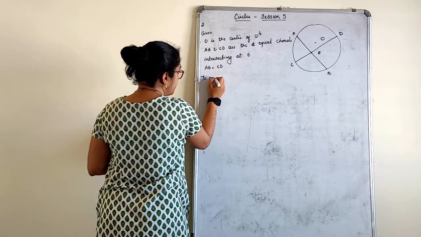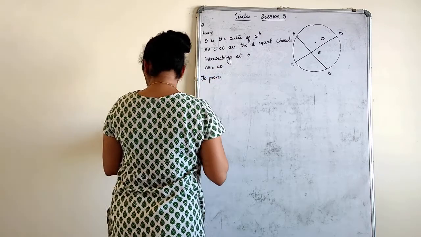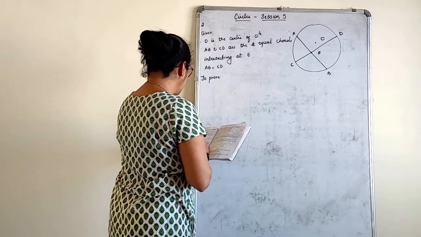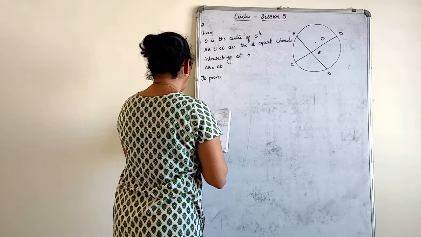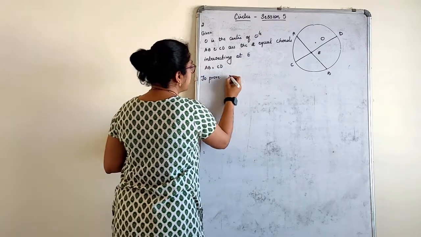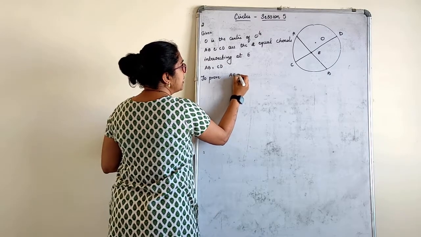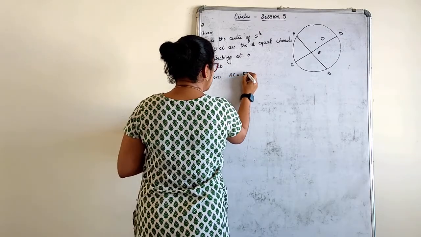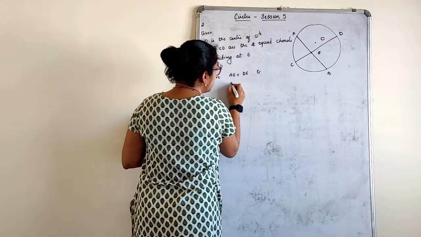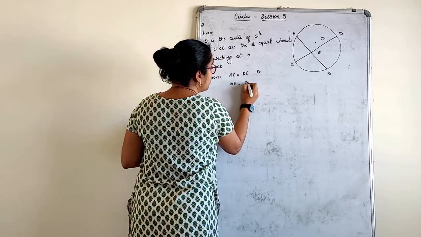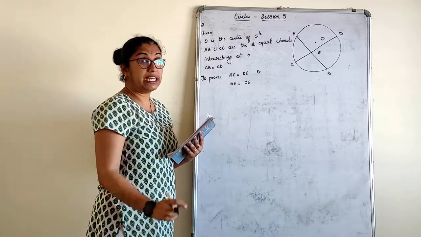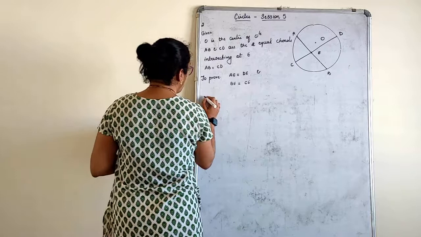To prove, what we have to prove here? Prove that the segments of one chord are equal to the corresponding segments of the another chord. So what is the segment of one chord? AE is equal to DE. And another segment of this chord will be BE is equal to CE. Okay, and E is not a midpoint, they are intersecting. That much you should know.